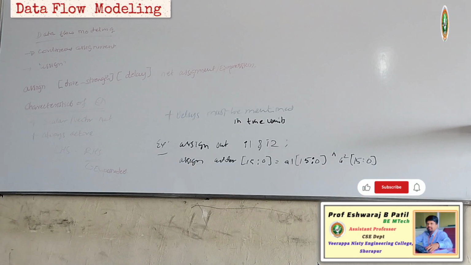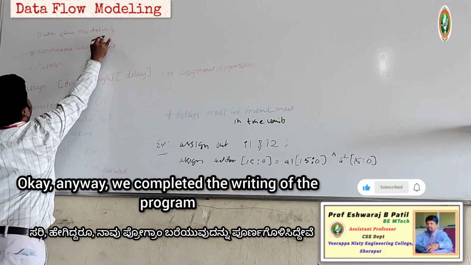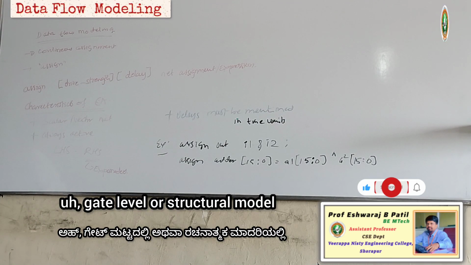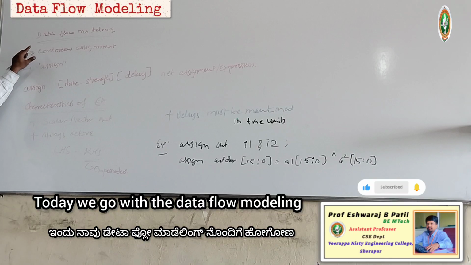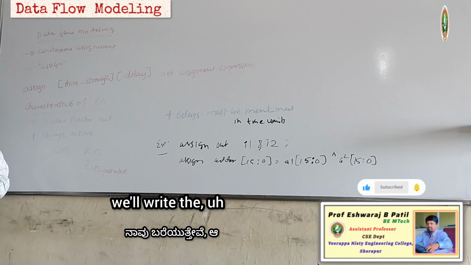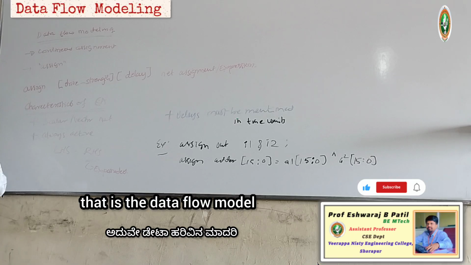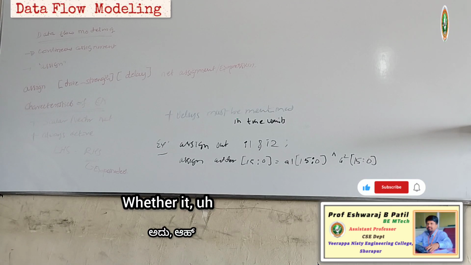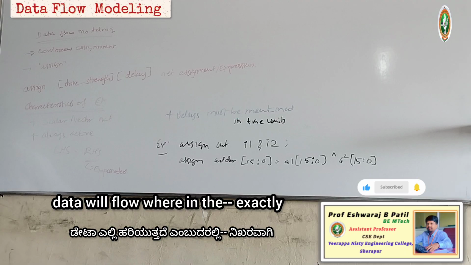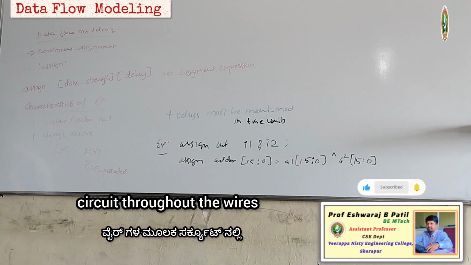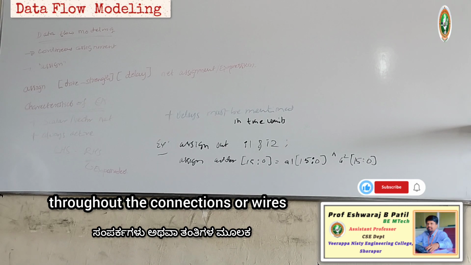Okay, we completed writing the Verilog HDL program for my digital system at the gate level, or structural model. Today we go with data flow modeling, writing the same digital system with a different model, the data flow model. Where will the data be flowing? Exactly where will it flow on the circuit, throughout the wires, throughout the connections.